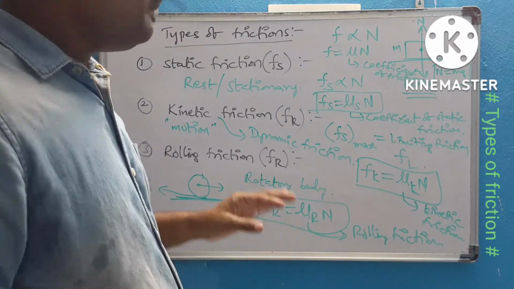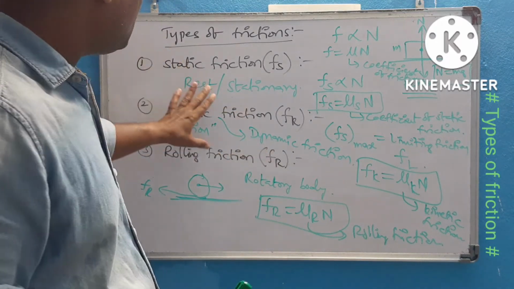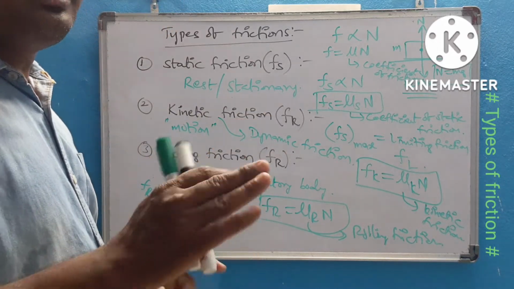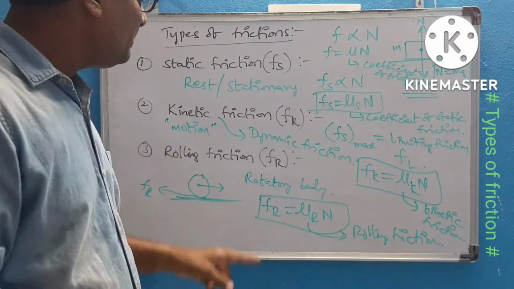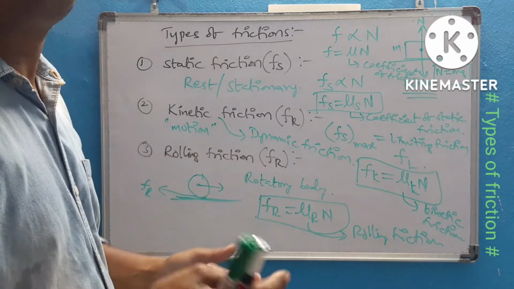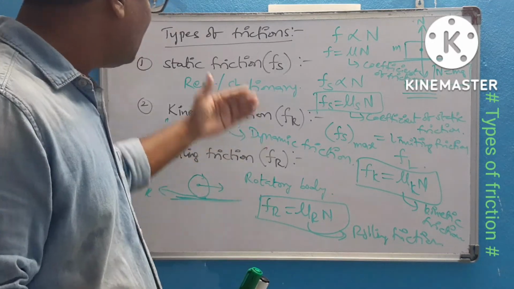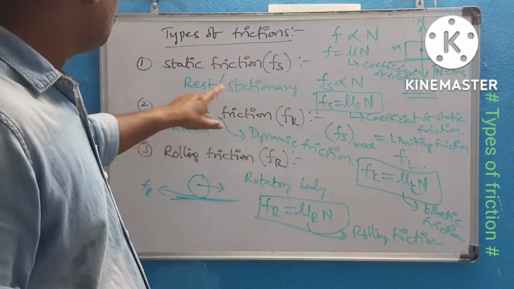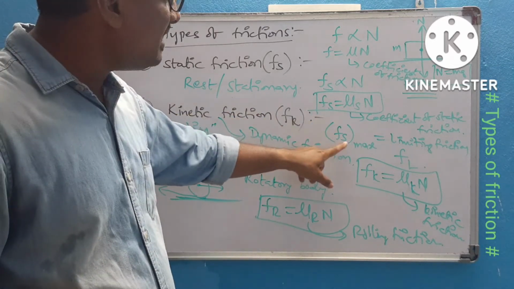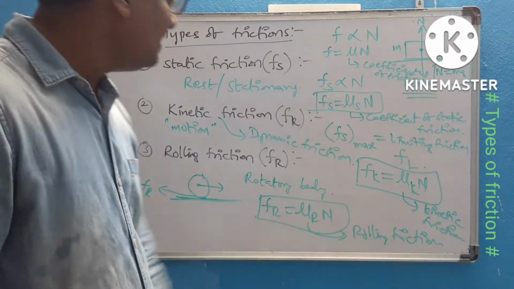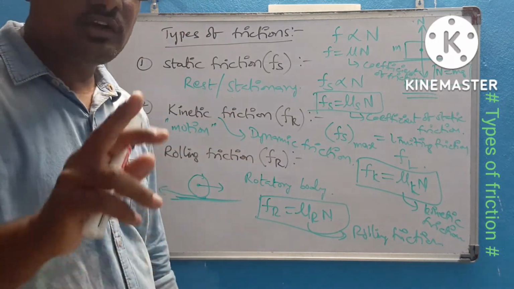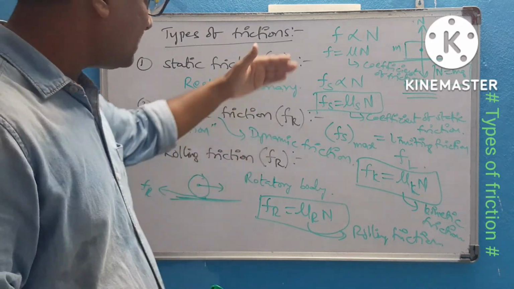So finally, static friction is developed when the body is at rest. Kinetic friction is developed when the body is in sliding motion. Rolling friction is developed when the body is in rotatory motion. So there are three types of frictions. The maximum value of static friction is called the limiting friction, and remember that kinetic friction is also called the dynamic friction.